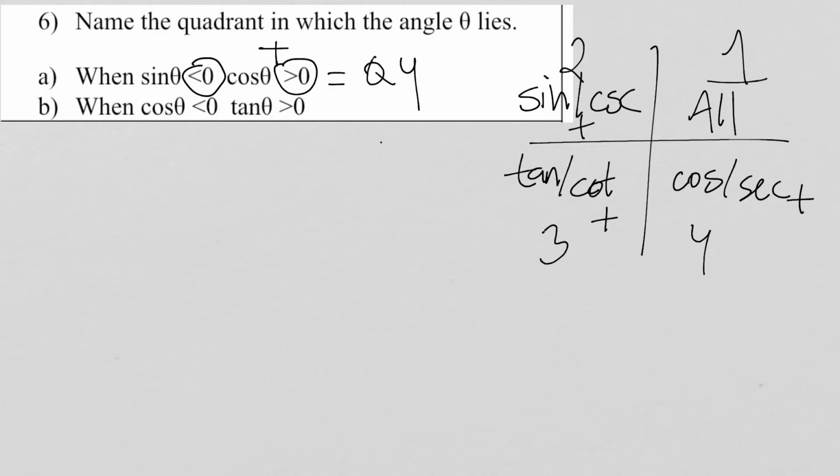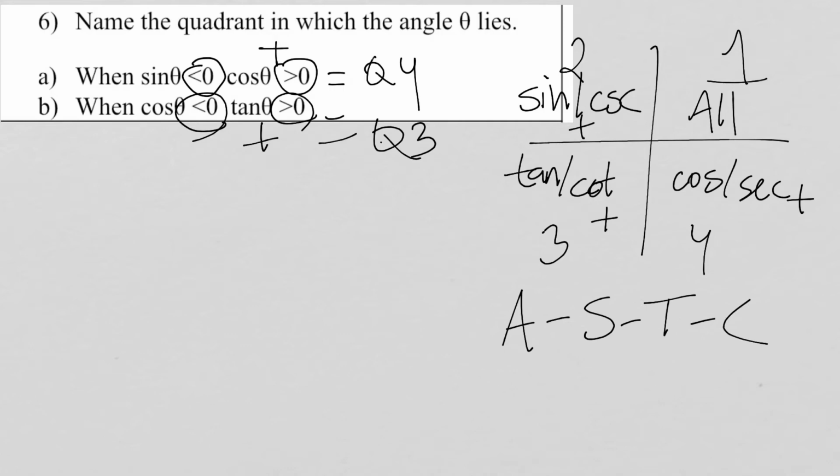For B, when cosine is less than 0, and at the same time tangent is greater than 0, where is tangent positive? That looks like it's quadrant 3. Yep, quadrant 3. And this was that thing from number 2, ASTC: All Students Take Calculus.